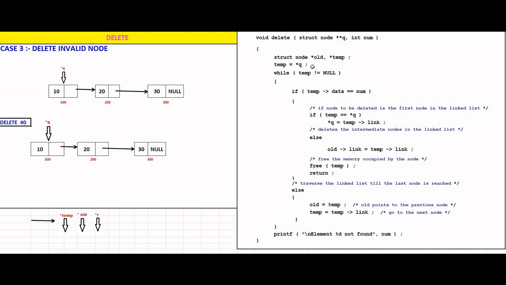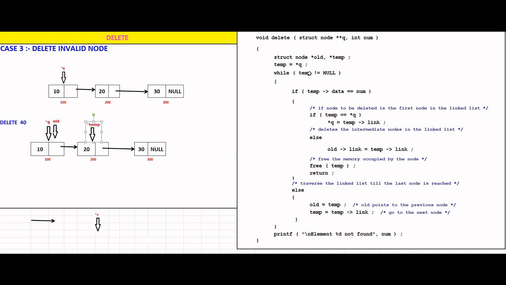See how the function works. We again require two pointer variables, old and temp. Temp is equal to q at this line, so we copy the address of q into temp. Then, is temp null? No, temp is 100. We come here. Temp of data and your number, we check that. Temp of data is equal to number, 10 is equal to 40? No. So we come here, old is equal to temp, and temp is equal to temp of link, so temp will point here.